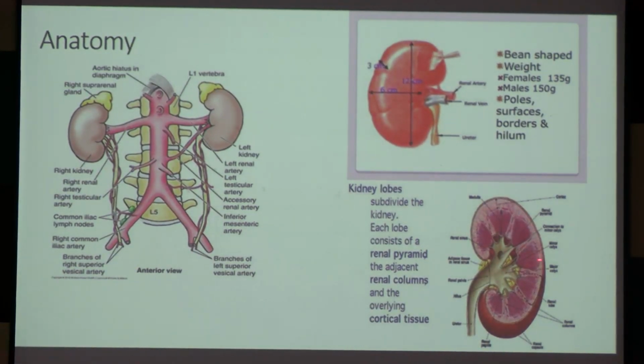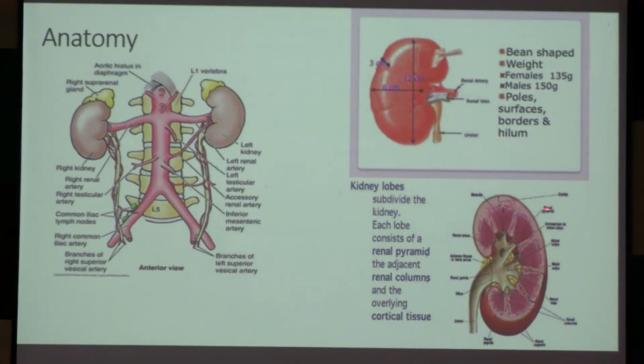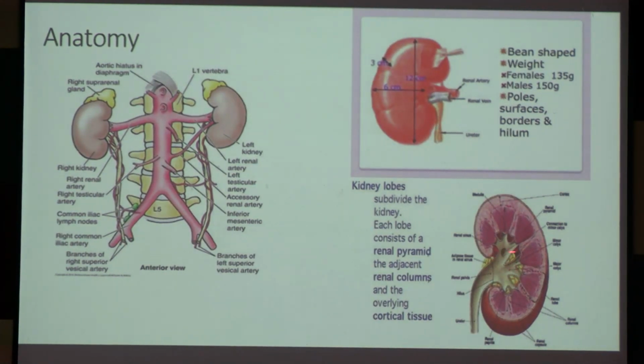As we can see, there are almost seven minor calyces: 1, 2, 3, 4, 5, 6, 7. This is almost constant. These 7 minor calyces thereafter drain into 3 major calyces: the upper calyx, middle calyx, and the lower calyx. And these major calyces ultimately form the pelvis and thereafter the ureter. So this is how the whole anatomy of the kidney takes place.